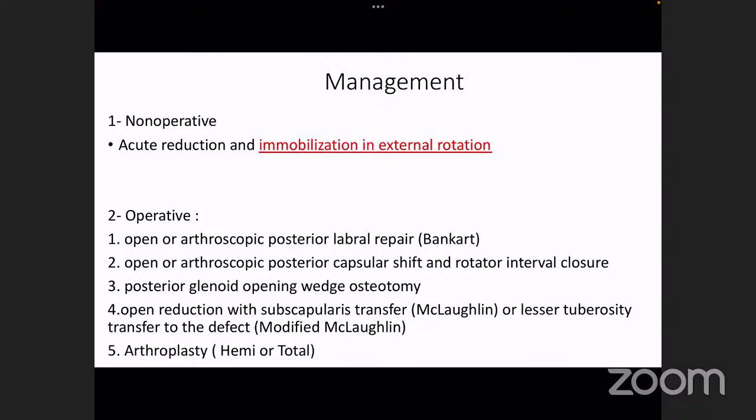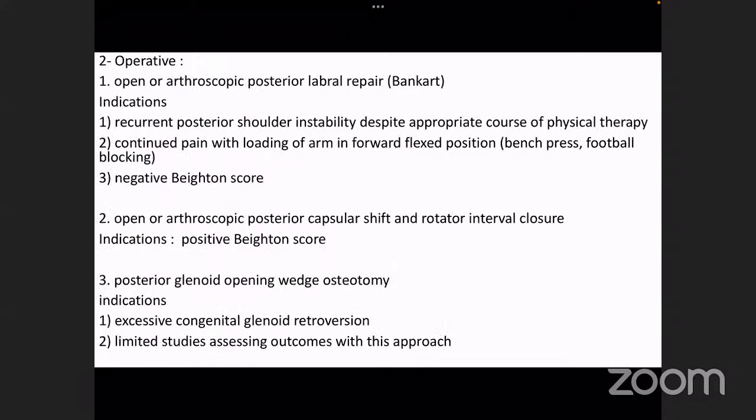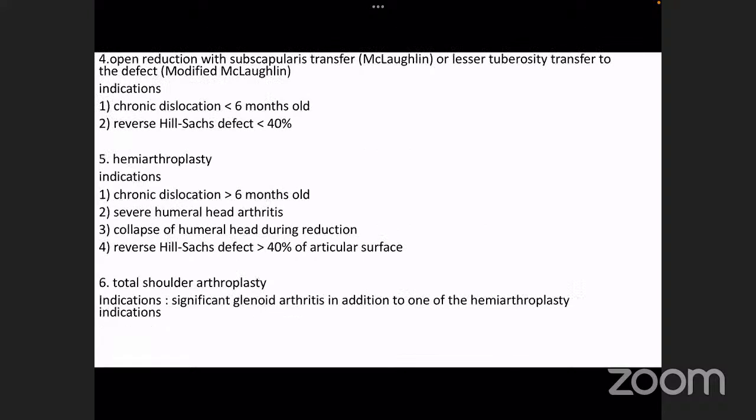But if you have a large reverse Hill-Sachs lesion, as I told you before, more than 40%, you might go for either hemi or total arthroplasty. Post reduction, you can go for non-operative, as I told you before, and this is operative. You don't have to know the specific techniques of posterior shoulder management, just know the indications and have a brief idea about the special procedures.